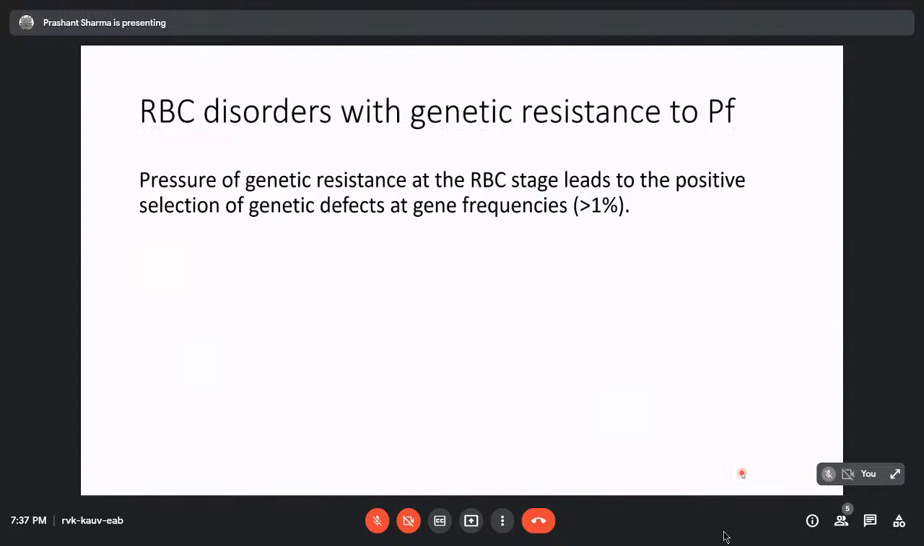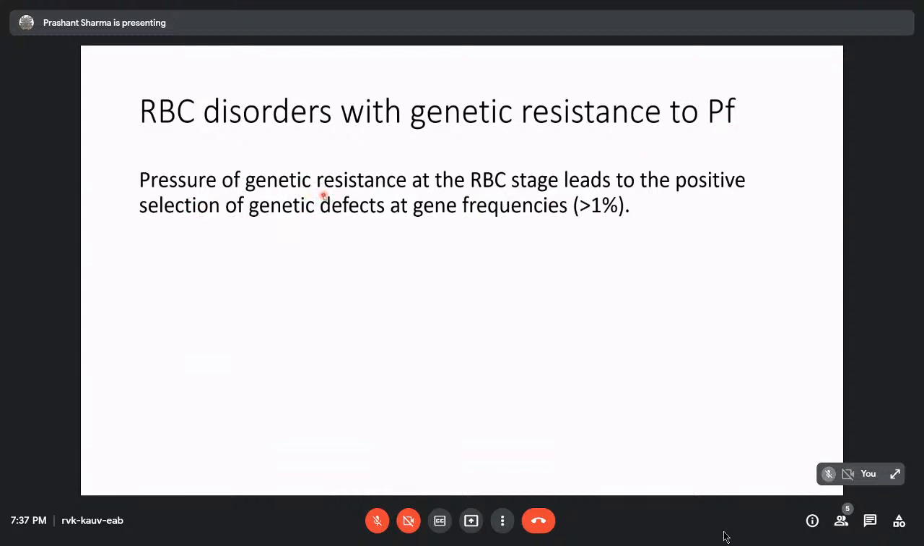The intriguing part is why these disorders have reached such high frequencies. If something is deleterious, then over time evolution tends to weed that particular trait out. So the reason why these disorders not just persist but thrive at what are really polymorphic frequencies is the fact that they confer genetic resistance to falciparum malaria. And how do they exert this genetic resistance?